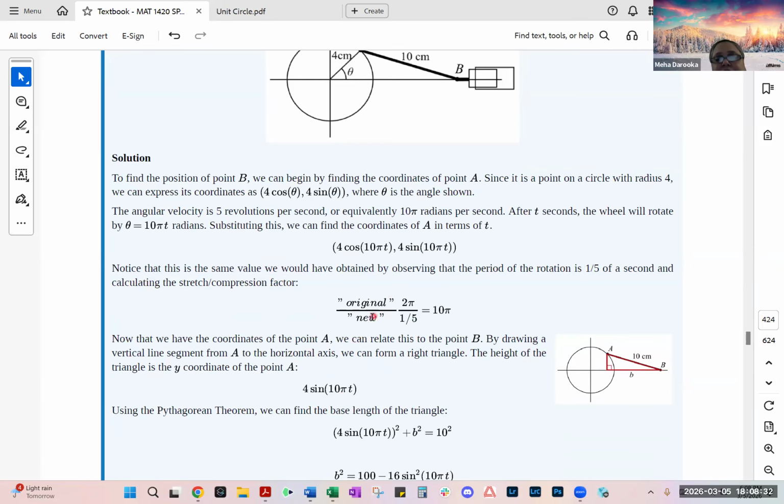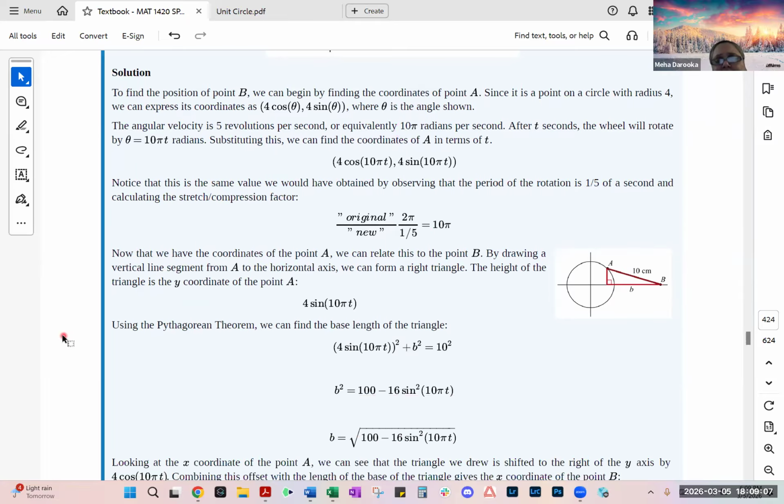So even if you use the original period divided by the new period, you can do 2 pi divided by 1/5. And again, simple math over here. If you're taking 2 pi divided by 1/5, we can change that division to multiplication and then invert the fraction 1/5, which will become 5/1. And you can see that also gives us that same value of 10 pi radians per second. So they're telling you 2 different ways of how we could have come up with this answer.